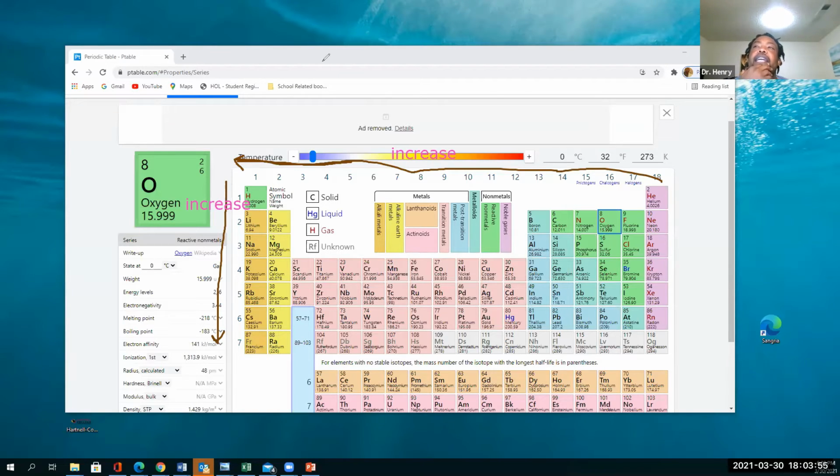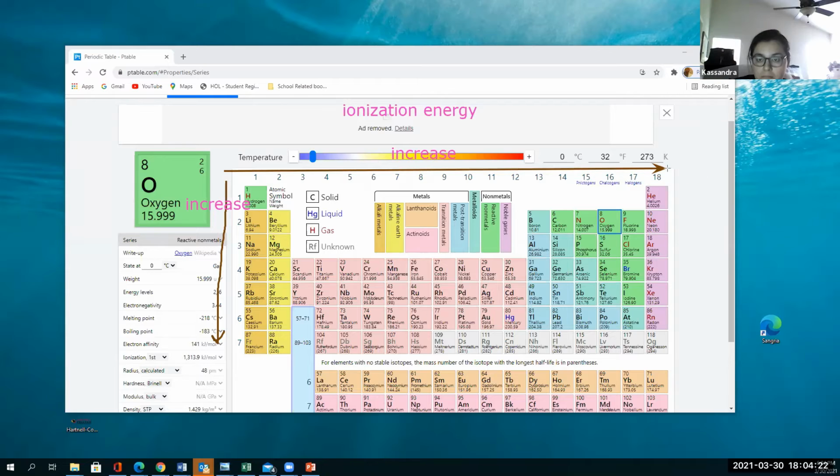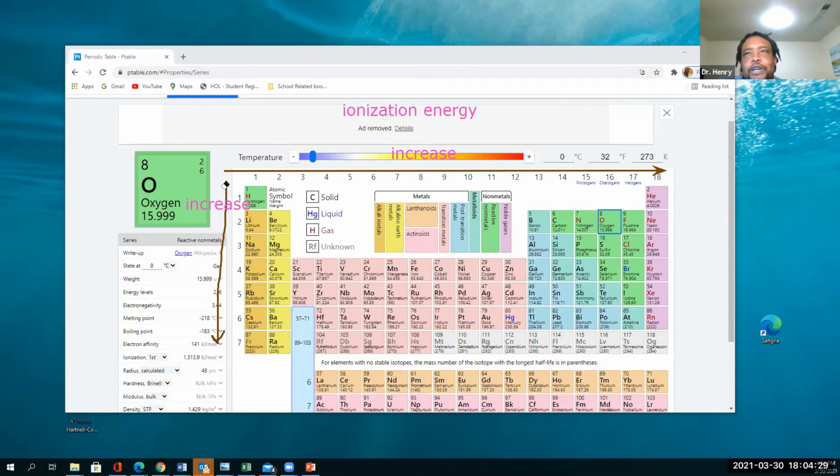Okay, so let's talk about ionization energy. So which way is that going to increase? Left to right. That's right. You guys remember what ionization energy is? No. Okay, well, we'll talk about that here.